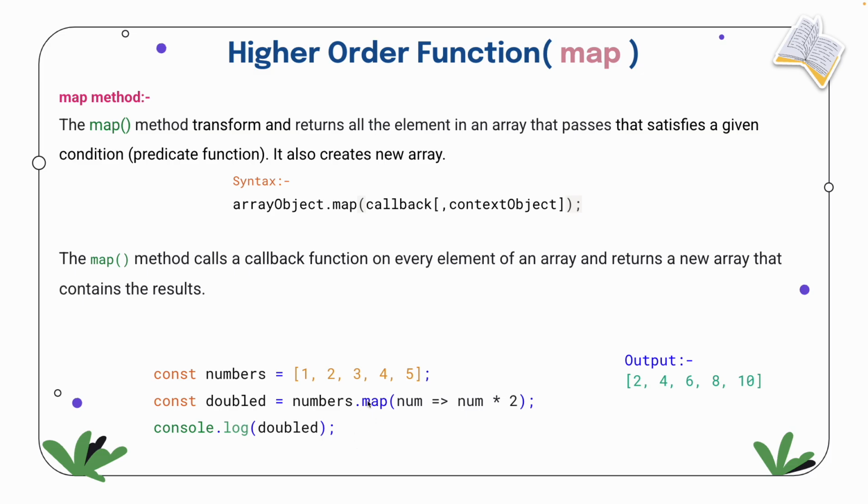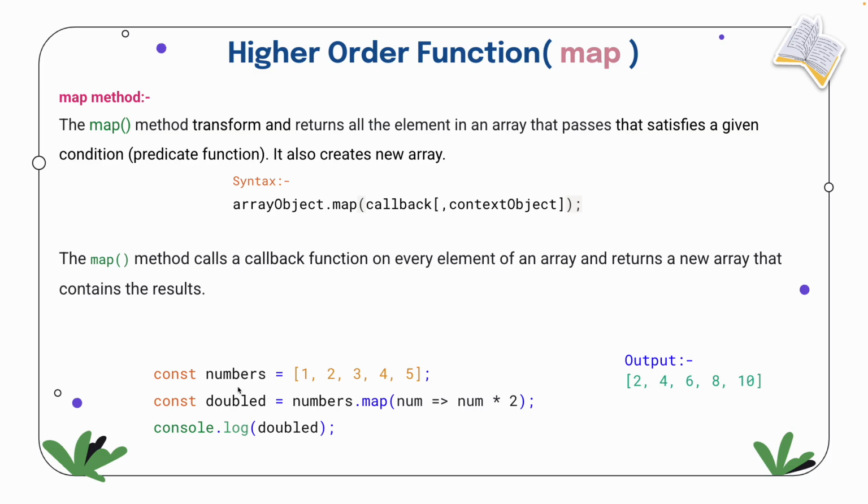So map is nothing but doing some transformation of the elements. It won't filter, it won't find, it will just transform one form of data to another form of data. Got it? So for that purpose we use the map method.